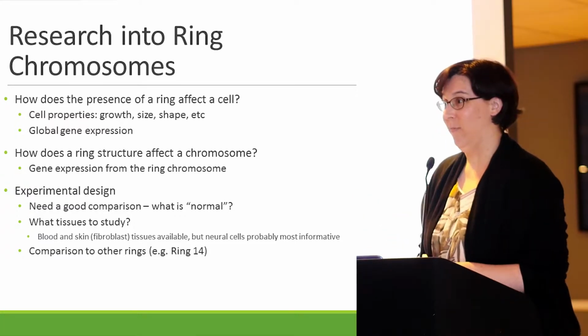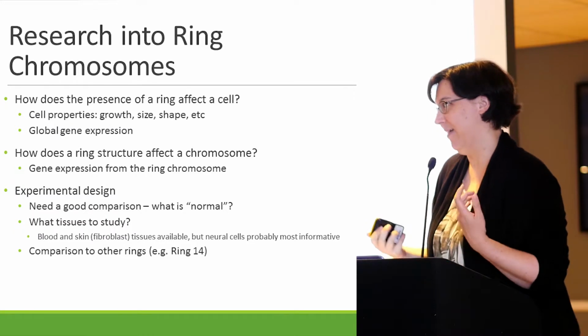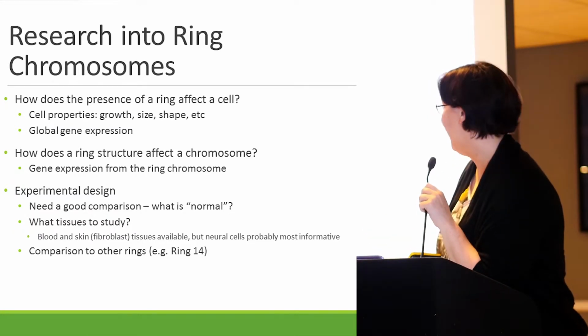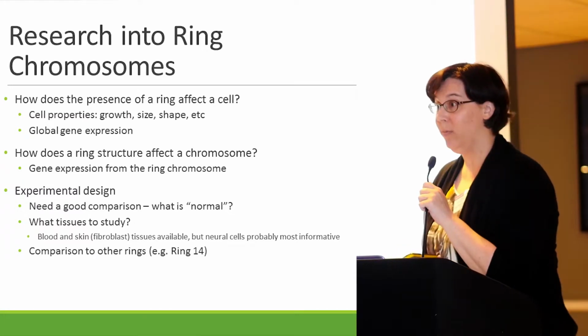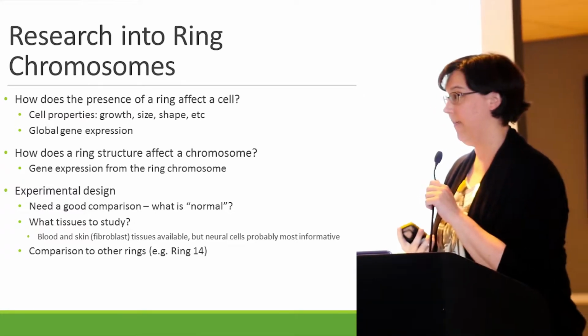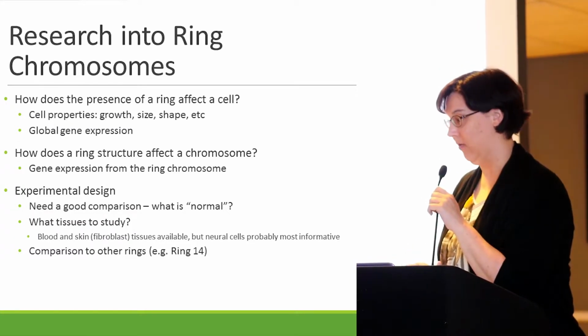Neuronal tissues are probably the best ones to study, but we can't really get those from people. We also wanted to look at multiple different rings to see if what we are finding is specific to ring 20, or whether it can be generalized to any ring chromosome.